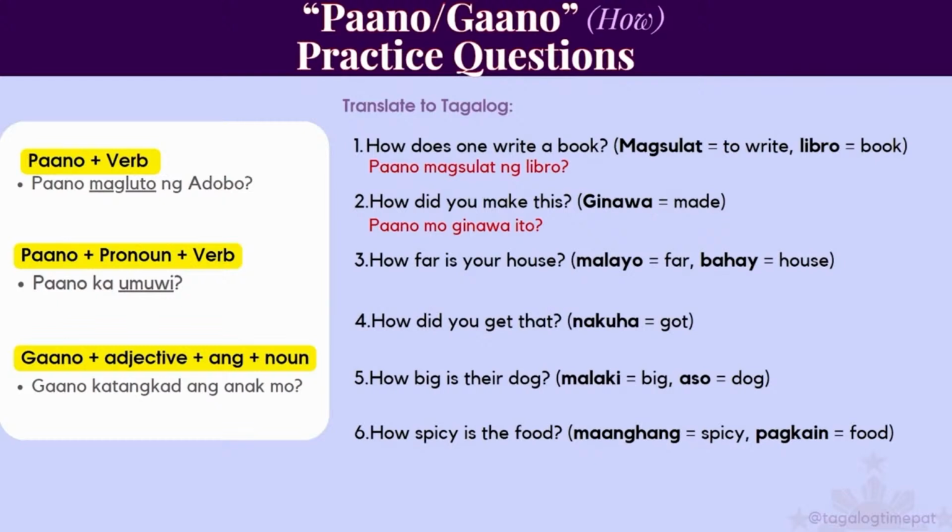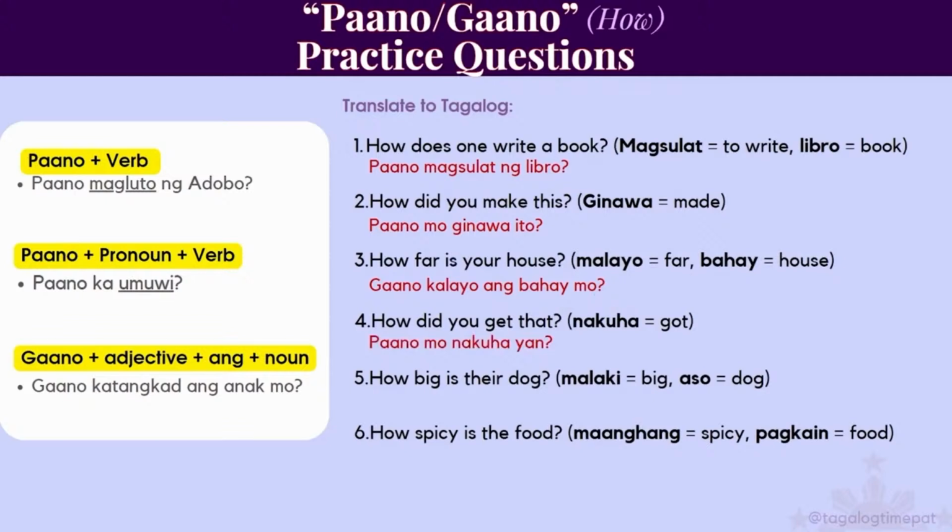Number 3, how far is your house? Malayo means far, bahay is house. So, gaano kalayo ang bahay mo? Do you see that it's asking about the distance of your house? So it's like an extent of that adjective. That's why we're using gaano instead of paano, because we're asking about an adjective related to your house.